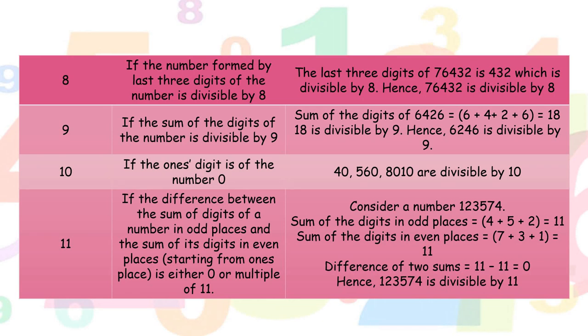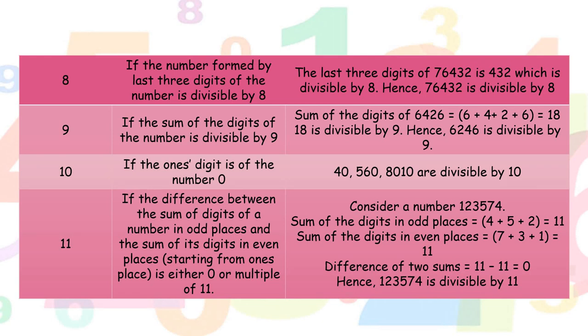So for 1,23,574, the sum of the digits in odd places is 4 plus 5 plus 2 is 11, and the sum of the digits in even places is 7 plus 3 plus 1, that is 11. Now we find the difference of both the sums. If the difference comes 0 or a multiple of 11, then the given number is divisible by 11. So it is divisible by 11 because the difference is 0.